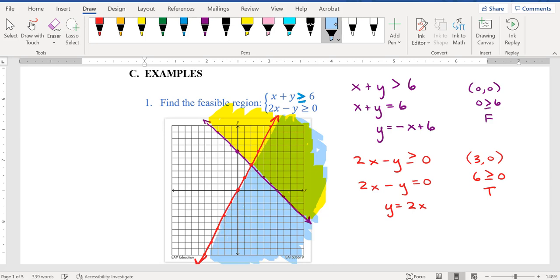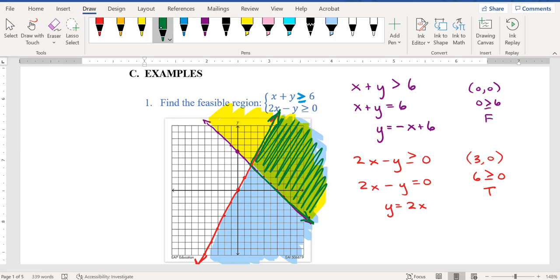All right, now my answer is where these two regions intersect. I'm going to do it in green. I've got this boundary line and all of this region. That is my answer to the system of linear inequalities. That green is the answer that I'm looking for.